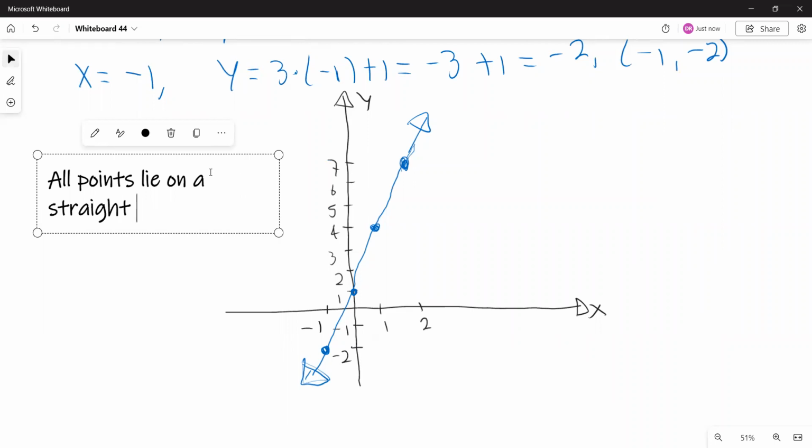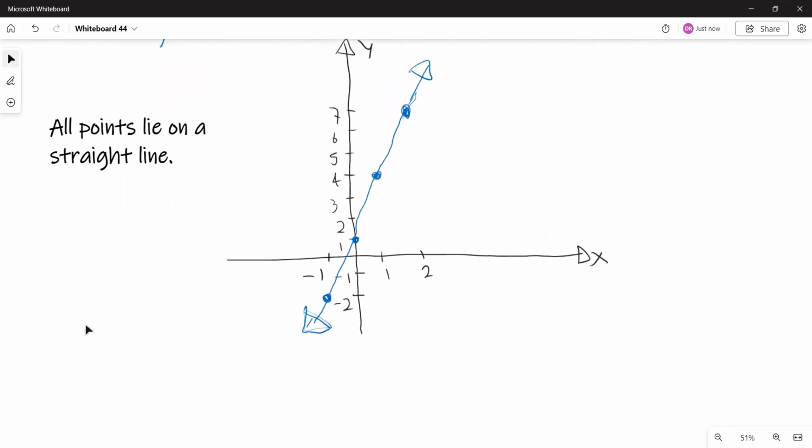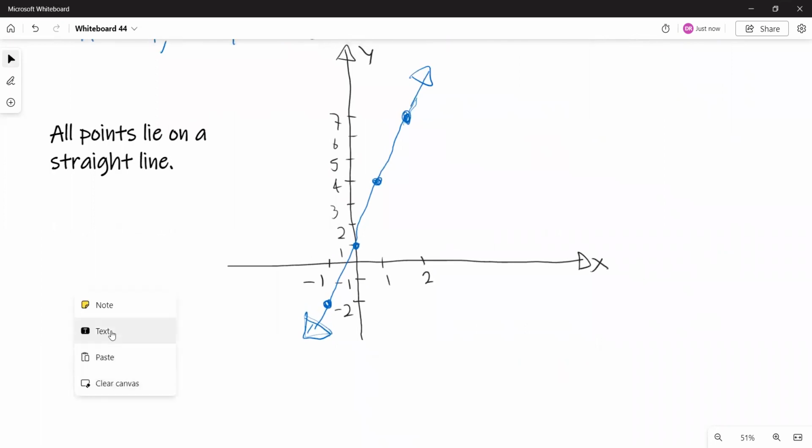That's why this type of equation is a linear equation, because the graph on the coordinate system is going to be a line. So that's the first note. The reason why such an equation is called linear is because the graph of a linear equation is always a straight line.